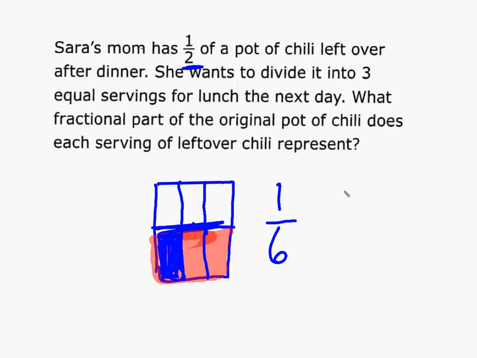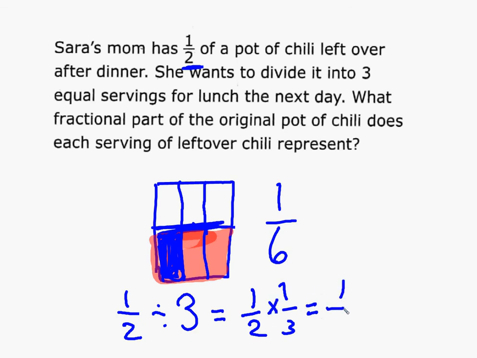Now I'm going to do this numerically. We start out with 1/2 of a pot of chili, that's the red part here, and I'm dividing it into 3 pieces. So when dividing fractions, don't ask why, flip the second number and multiply. 1 times 1 is 1, 2 times 3 is 6. So I get 1/6. And that's it.